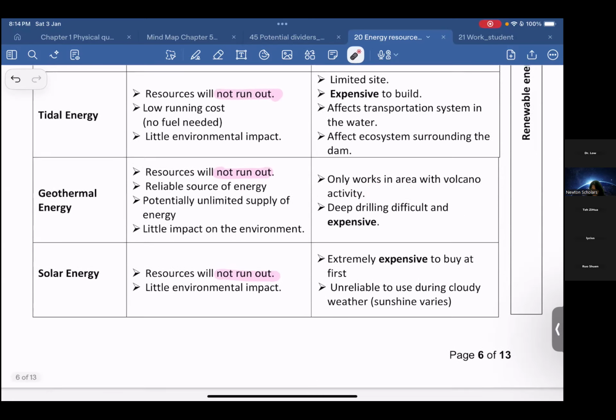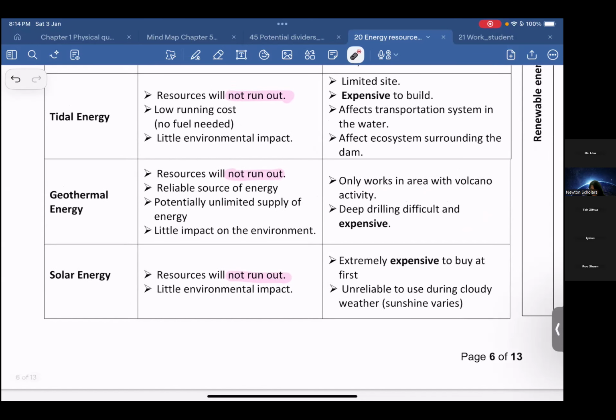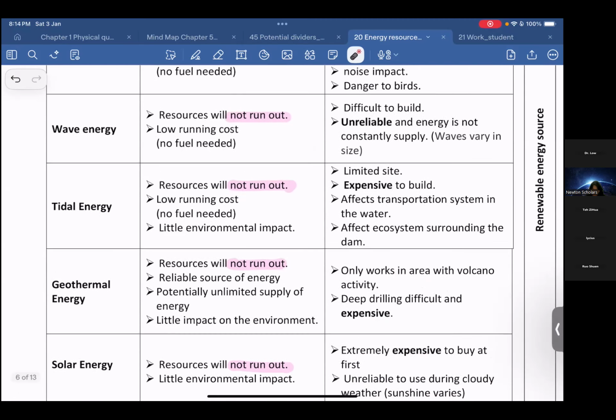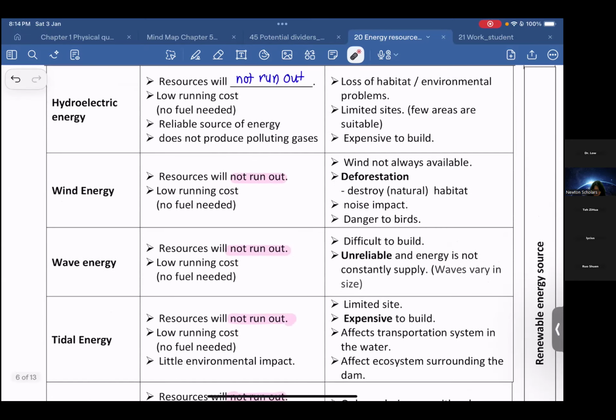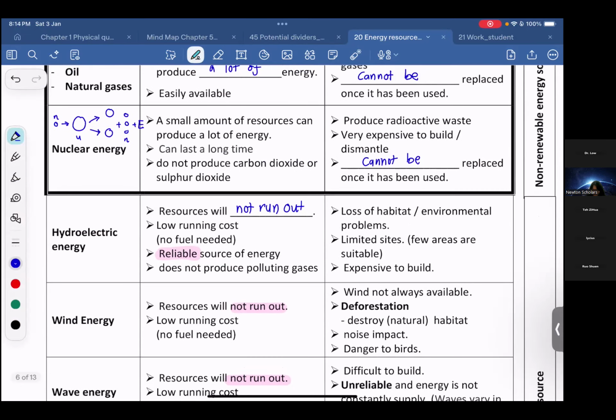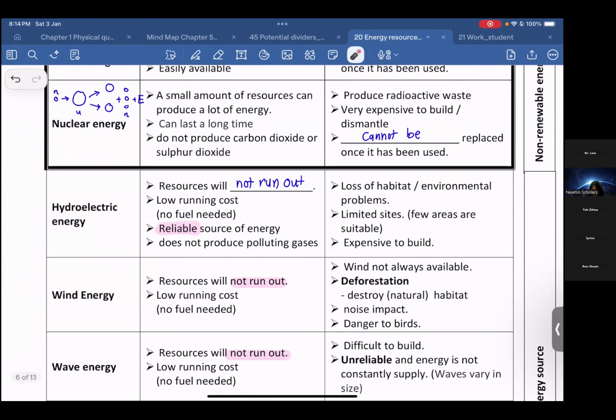So solar energy, resources will not run out, little environmental impact. When you buy the solar cell, at first it's actually very expensive. It's also unreliable because during cloudy weather the sunshine varies, so we cannot predict. Unreliable. For the hydro, this one is a reliable source. Anytime we want, we can just let the water flow down.